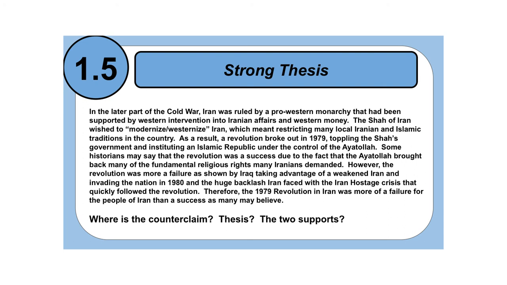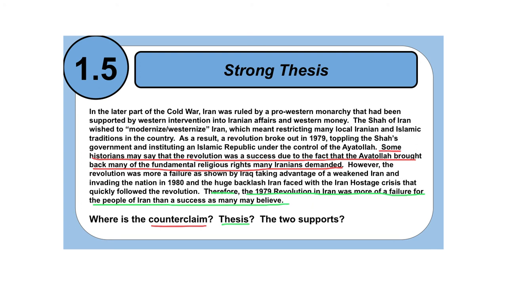Three questions. Where is the counterclaim? Where is the thesis? And where are my two supports? So, the counterclaim is found here: some historians may say that the revolution was a success due to the fact that the Ayatollah brought back many of the fundamental religious rights many Iranians demanded. And where is my thesis? It begins here: therefore, the 1979 revolution in Iran was more of a failure for the people of Iran than a success, as many may believe.